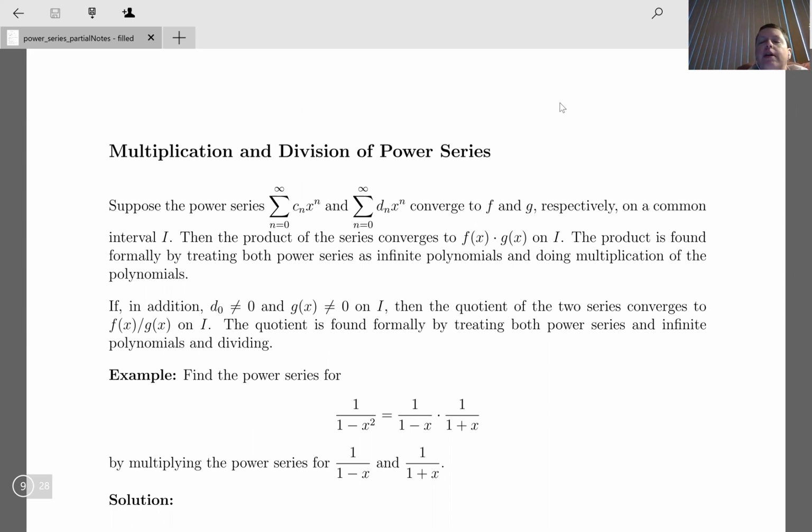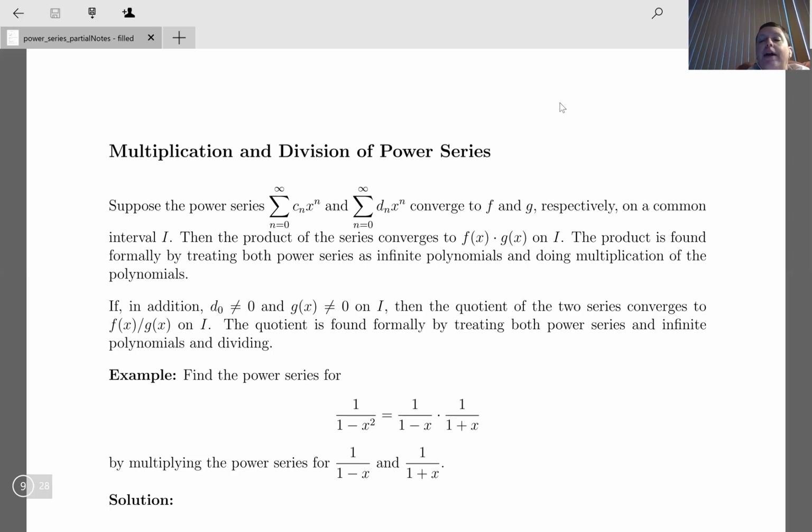Well, you treat these infinite series as really, really big polynomials and just multiply like you multiply polynomials. If the first term of my second power series, the power series that converges to g, is not equal to 0, and in fact, if g of x is not 0 on that interval, then I can also divide the two series. So I can take the first series divided by the second, and it's going to give me the first function divided by the second, again on that interval.